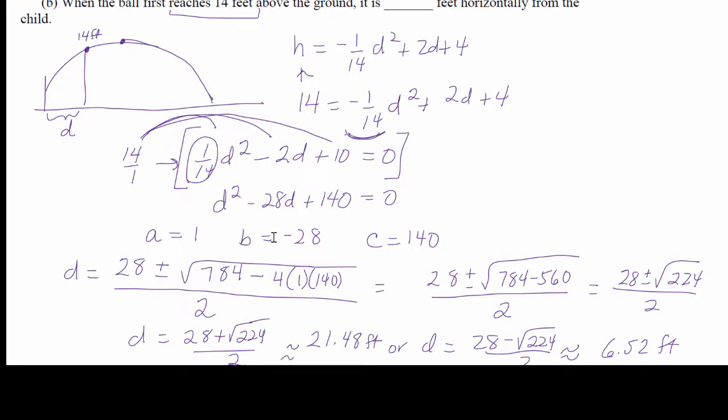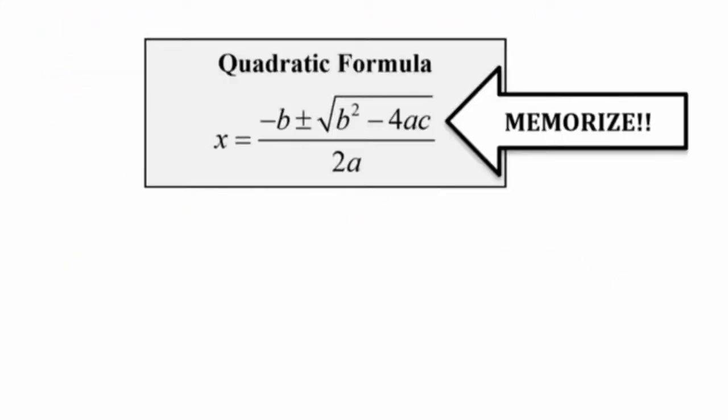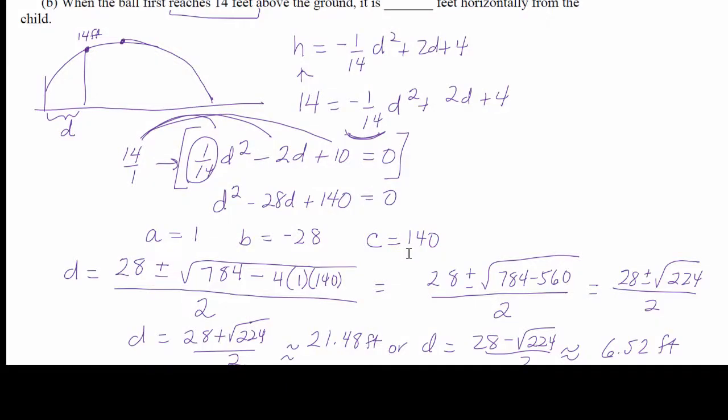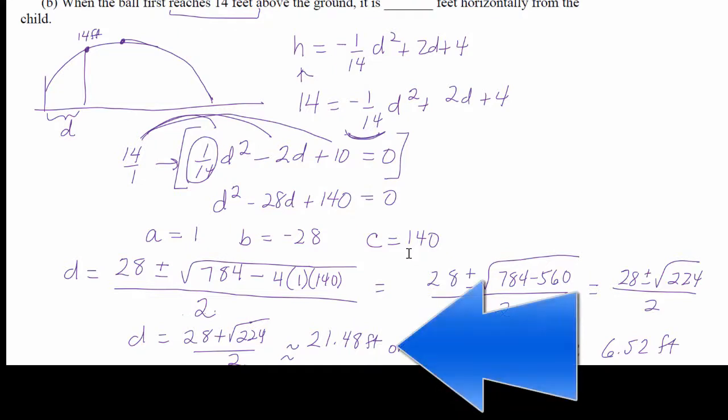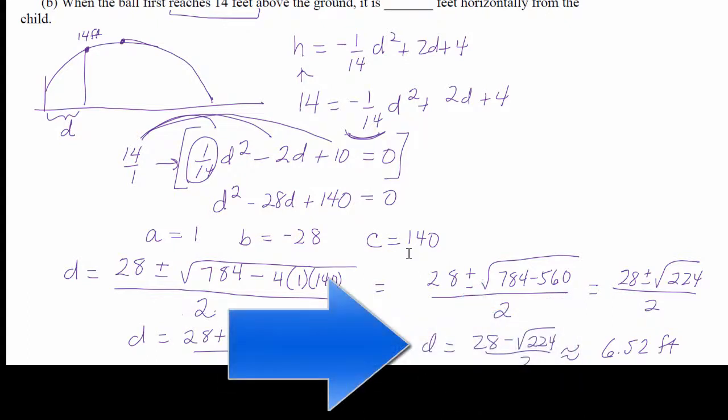Okay, so I went ahead and used my quadratic formula. A is 1, B is negative 28, and C is 140. And then I substituted A, B, and C in the quadratic formula. So d equals the opposite of B, plus or minus the square root of B squared minus 4AC, all over 2A. I'm showing you here all the steps that I did. And then I split up my d into two equations: d equals 28 plus the square root of 224 over 2, which is about 21.48 feet, or d equals 28 minus the square root of 224 over 2, which is about 6.52 feet.